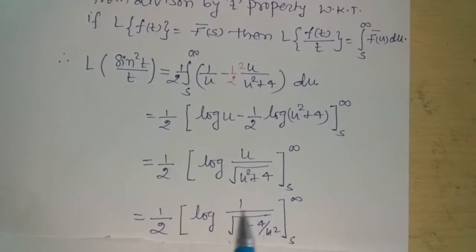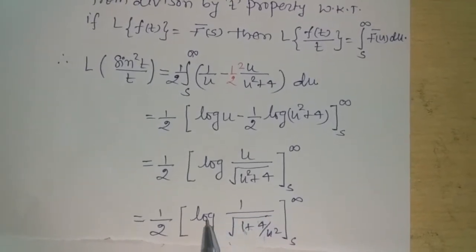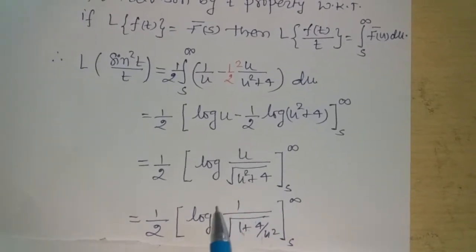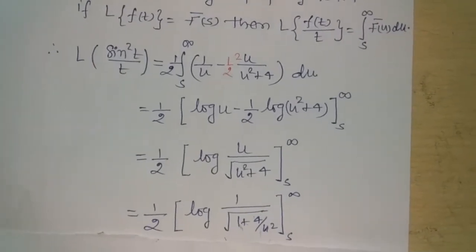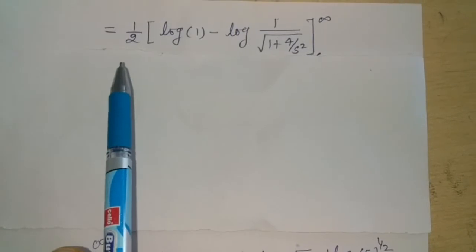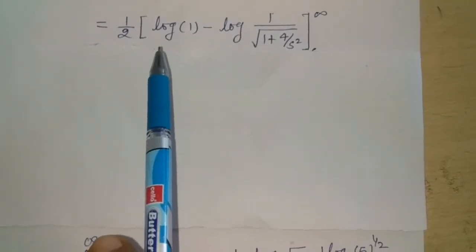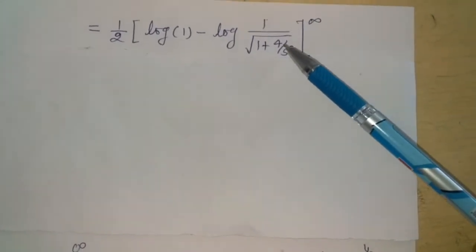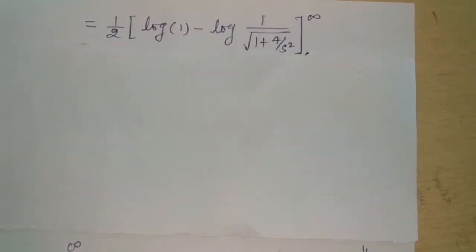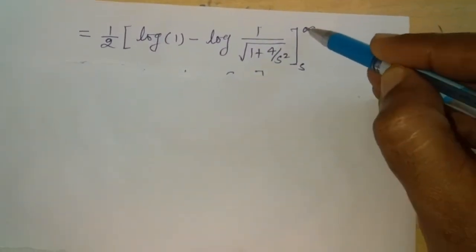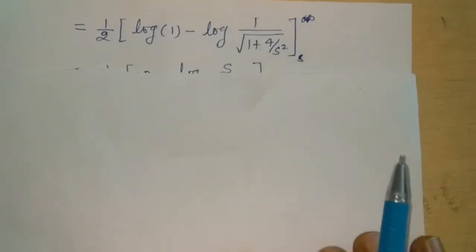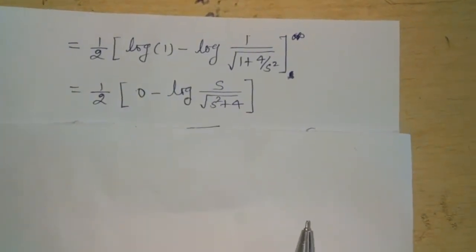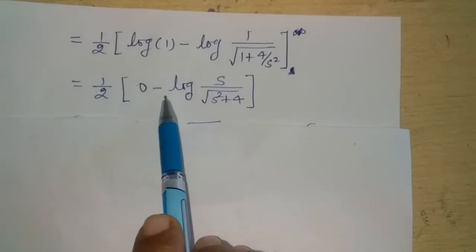So we get log 1, the upper limit gives log 1, and the lower limit gives log 1 upon square root of 1 plus 4 by s square. So after putting upper and lower limit, we get 1 by 2 constant multiple as it is. Upper limit gives log 1 minus lower limit gives log 1 upon square root of 1 plus 4 by s square. Now log 1 is 0. So we have 1 by 2 into log 1 is 0 minus log.